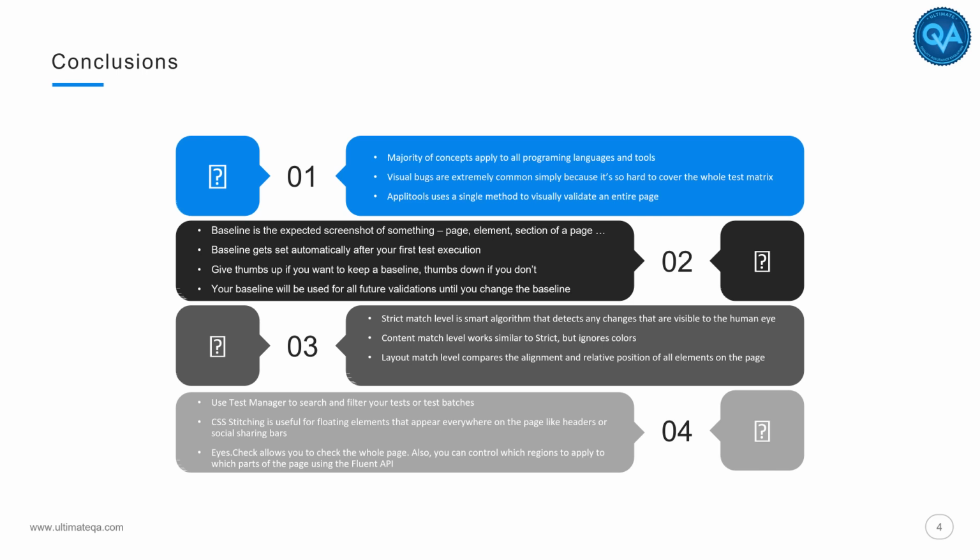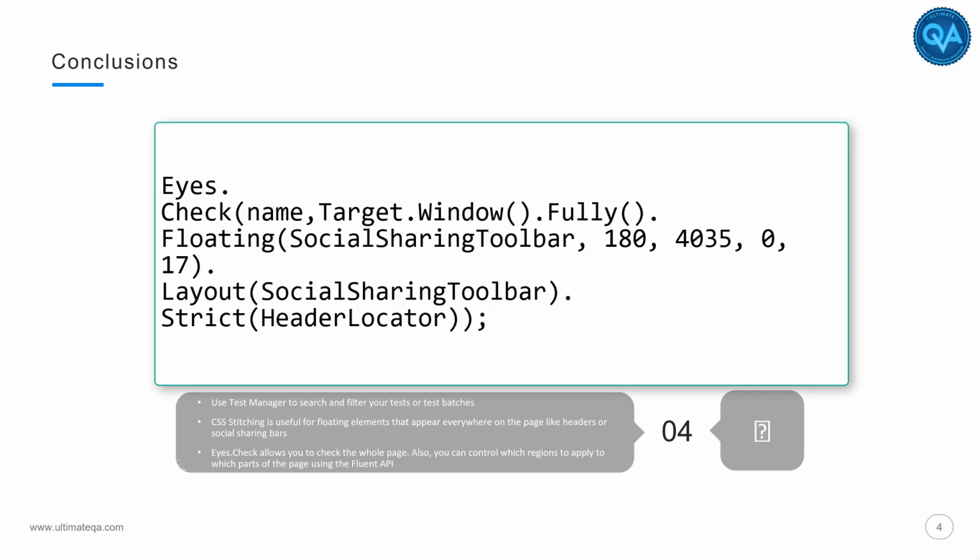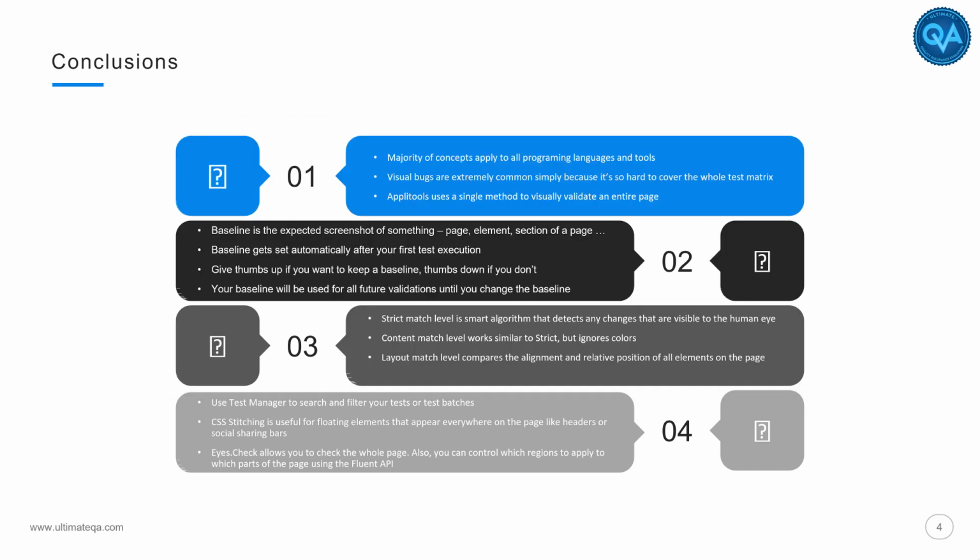And we were able to control the eyes.check method with a Fluent API where we were able to continuously add more properties to our check. So for example, we could apply a layout region to an element. We could apply a strict region to another element. We could apply a layout region to a section of the page. And we can apply a strict match level algorithm to the entire page, all in a single method that is just extended by more Fluent API calls.